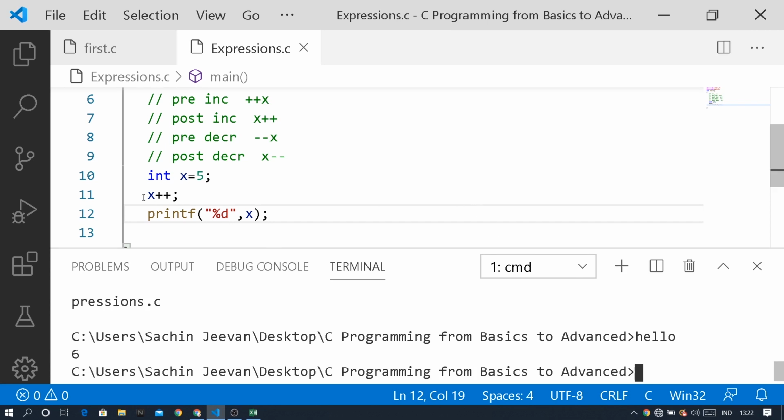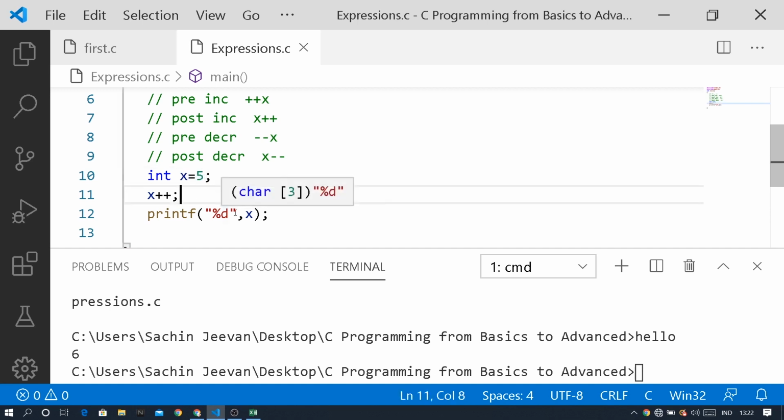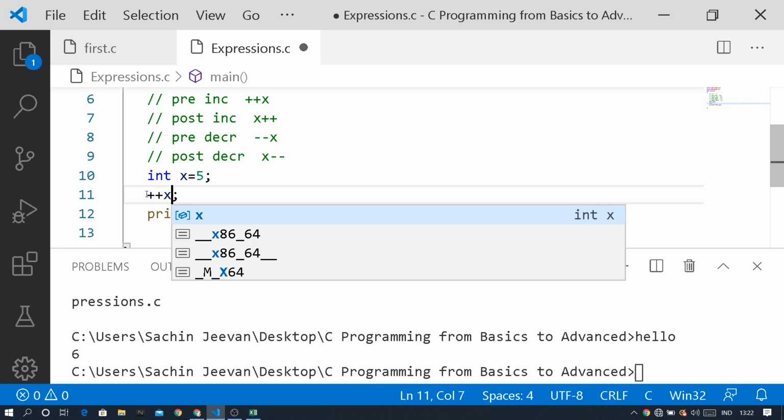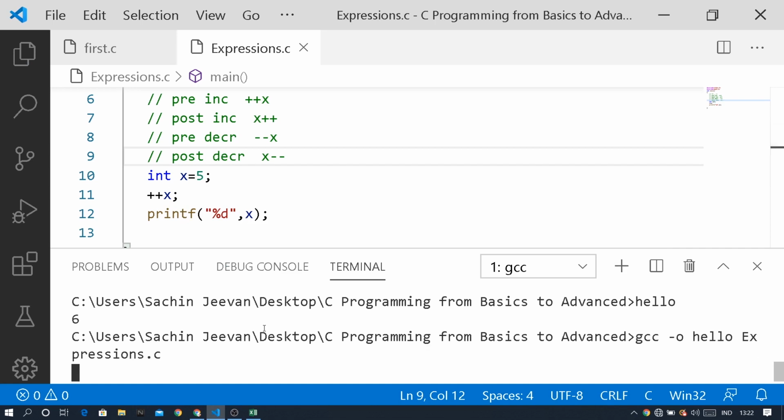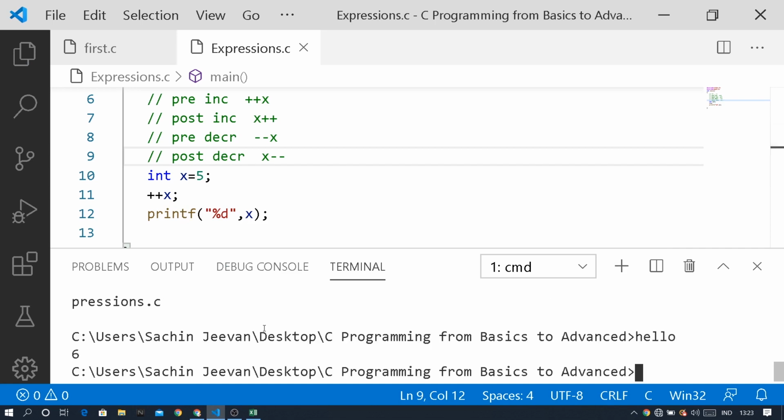Yes, 6. As we said, the value will be incremented by 1. It was initially initialized as 5, and after incrementing it becomes 6, and it is printing 6. Now let me change this into plus plus x. x plus plus was post-increment, and now this is pre-increment. Let us check whether there is any difference. We will compile it again and run it. Again it is 6.